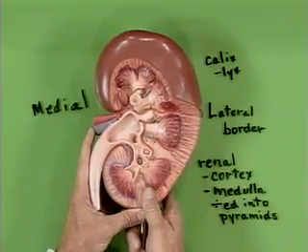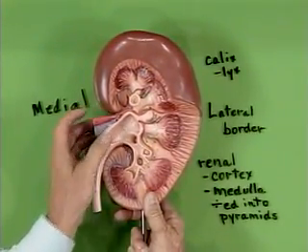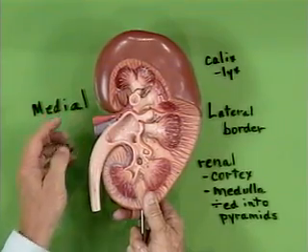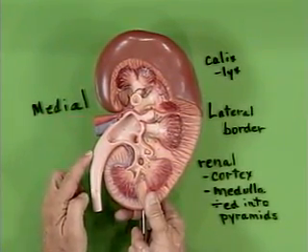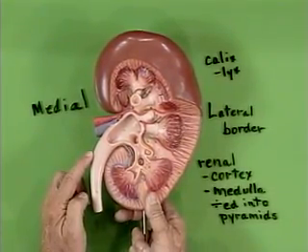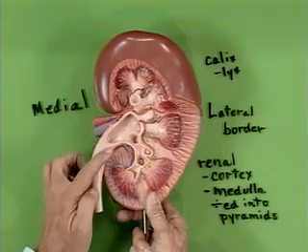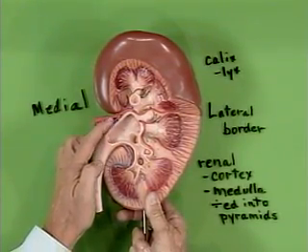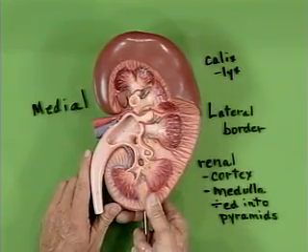So the 3 biggest things that you can see coming out along the medial border of this kidney, or in or out, are the renal artery, renal vein, and ureter. I've mentioned those already. There are 2 other structures that are located along this area and enter and leave the kidney right here as well. And those are nerves, which this model does not attempt to show, and lymphatic vessels, which this model does not attempt to show.